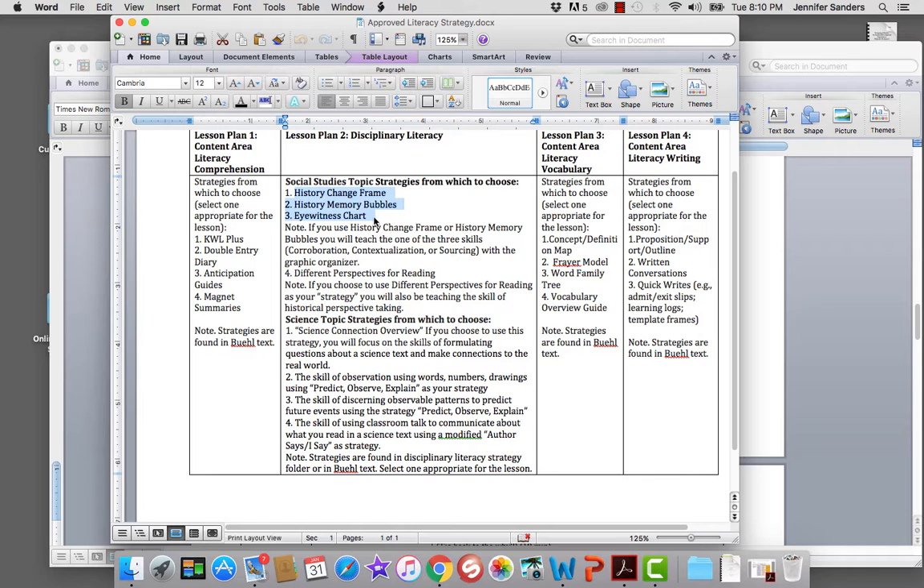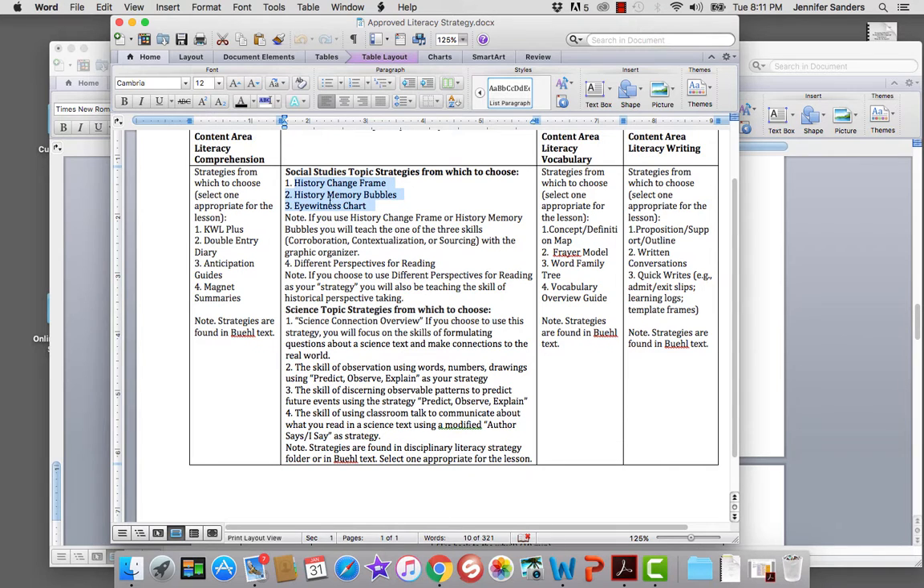Because these are not in the Buell text and somewhat difficult because it's not in language arts, if you're using these 2 strategies right here, well, what historical literacy skill are you using? This. Okay? That. It's called, you're teaching the students how to use corroboration, contextualization, and sourcing with those 2 graphic organizers.